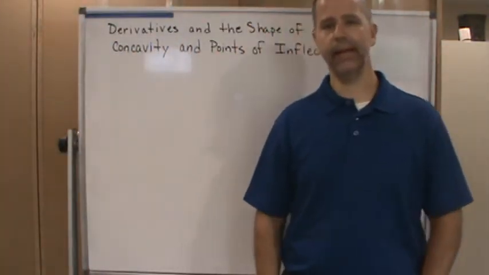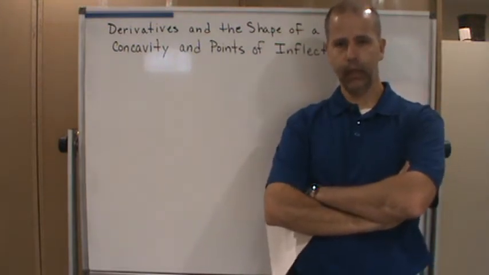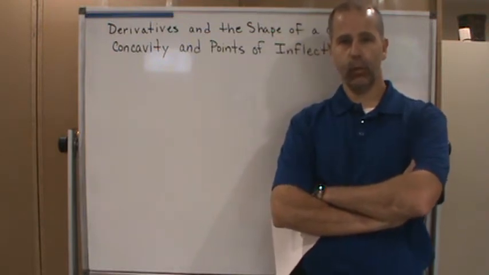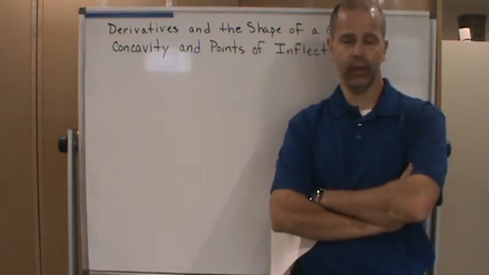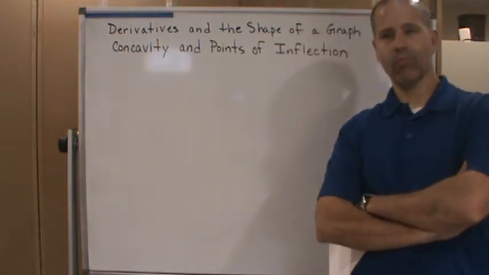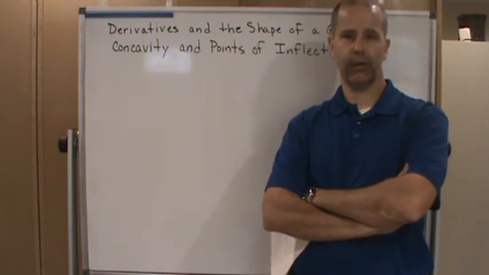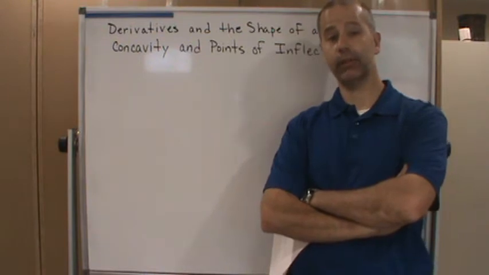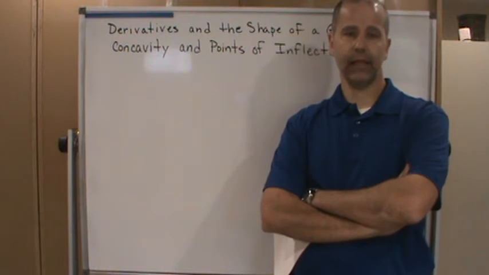Okay, welcome back. And now today we're going to talk about concavity and points of inflection. So now that we know how to determine when a graph is increasing versus decreasing by looking at the first derivative, another question is, if it is increasing, is it curving upward or is it curving downward? Because you could have an increasing function that does either one of those. So that brings up the idea of concavity.